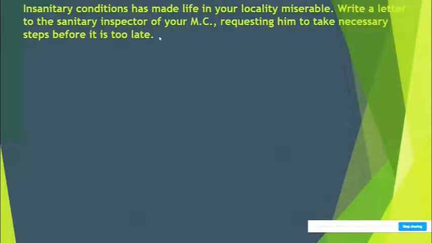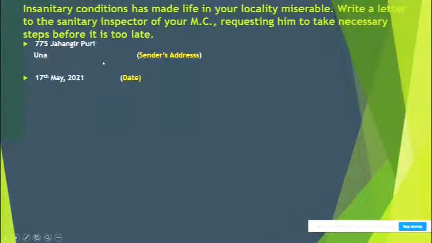We will be imagining somebody as sender and shall put his address on the top of our letter, such as we will imagine that 775 Jahangirpuri, Pune is the sender's address. This is the first part and is written on the top left hand side of our letter. And after that, we will be taking up the date or writing up the date. Today is, suppose, 17th May.